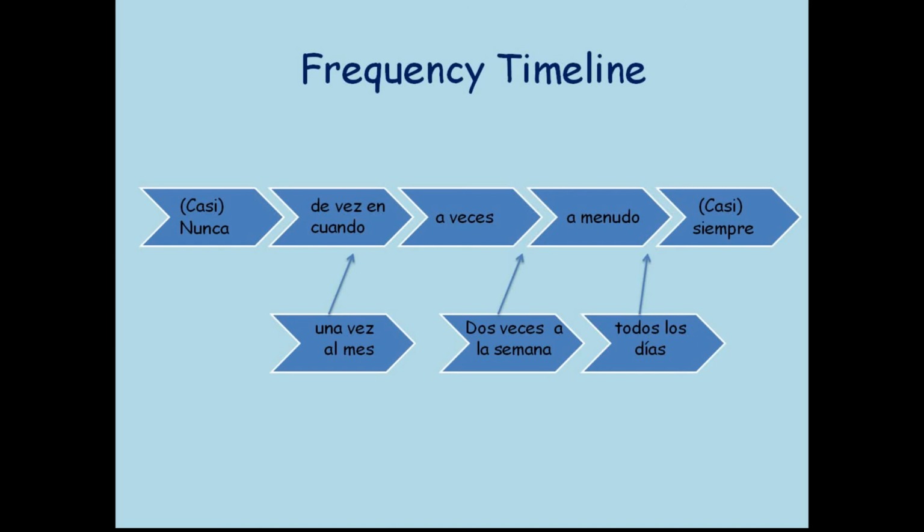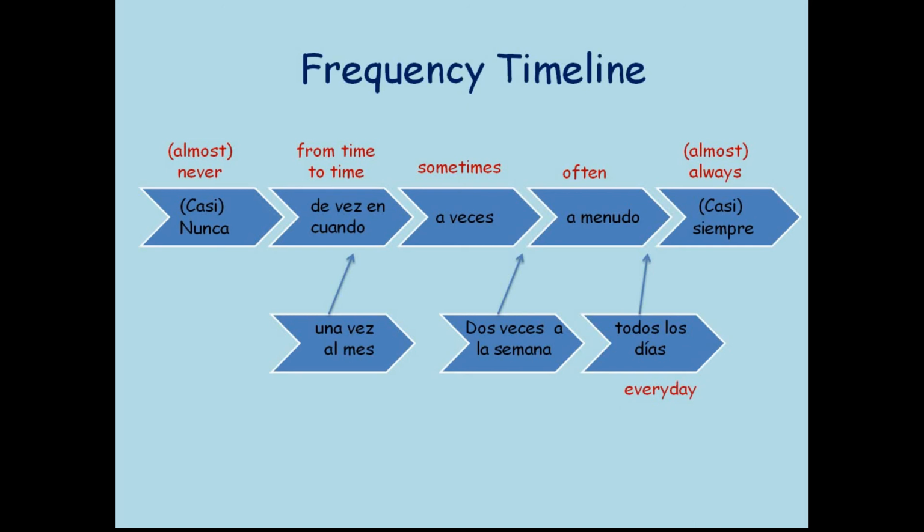So just to remind you of the English, so you can note this down in your grammar books, nunca and casi nunca are never and almost never, so hardly ever you could use there as well. De vez en cuando is from time to time. A veces is sometimes. A menudo is often. Casi siempre is almost always. Todos los días is every day. Todas las semanas is every week.